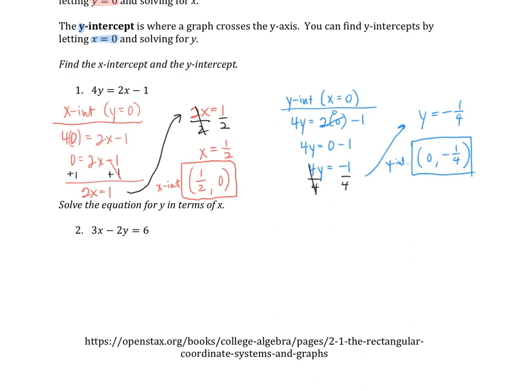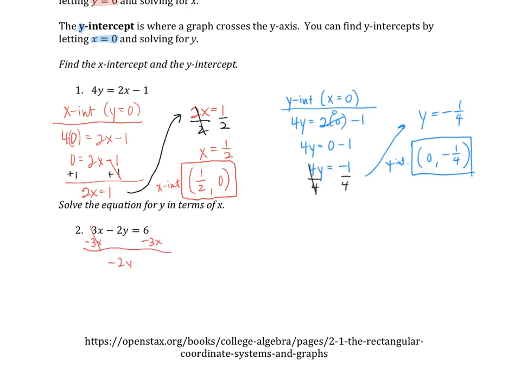Number 2, solve the equation for y in terms of x. So solve the equation for y. That means they want us to get y by itself. So we're going to isolate the y. So first we need to undo this 3x. Since it's a positive 3x, we're going to subtract 3x from both sides.